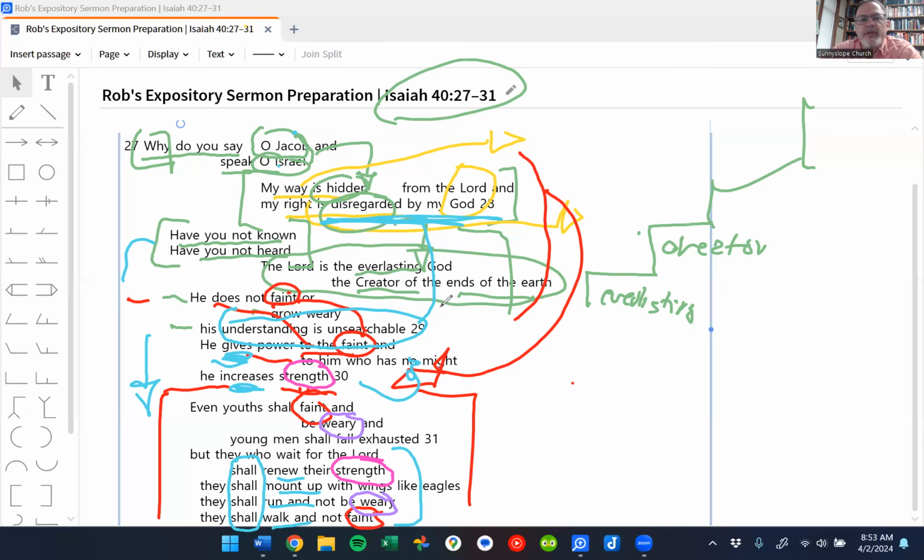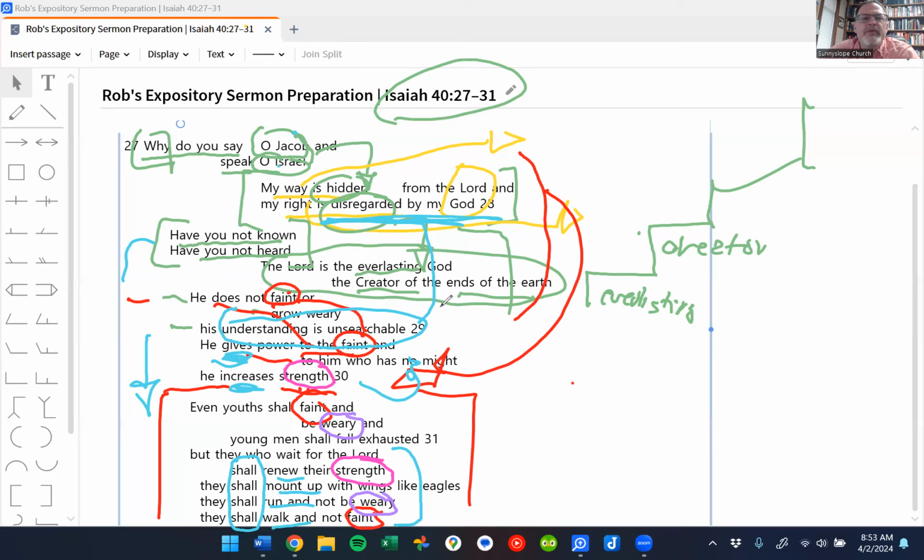Well, you jot down some of these notes that I've already made, but then you start reflecting on them, and you start asking, what does that look like for us today? What are some of the similar situations in which we might feel and sense that God is not paying attention to us? We begin to ask the questions of how do we seek that strength? So you begin to reflect on that.